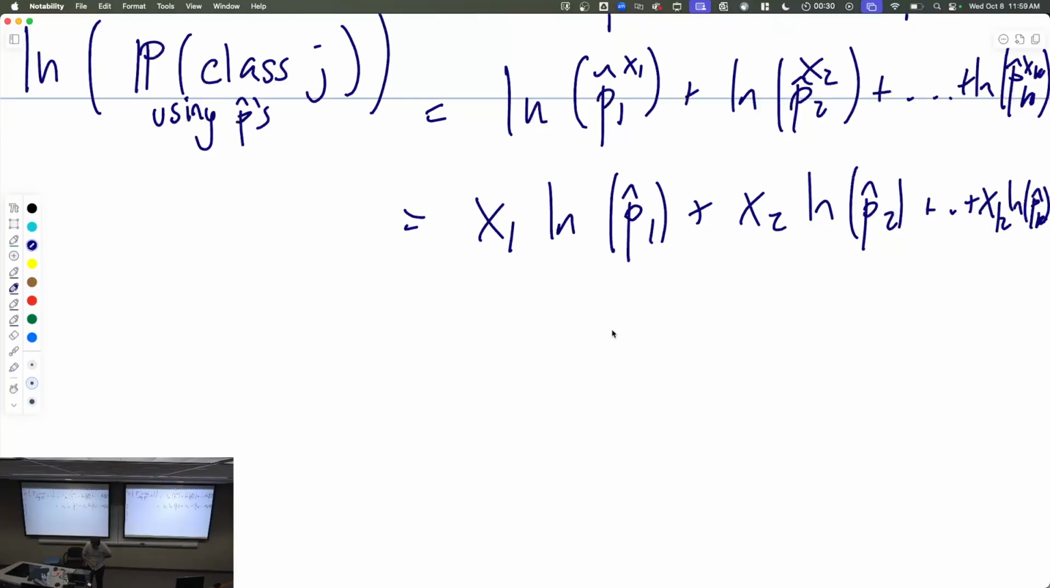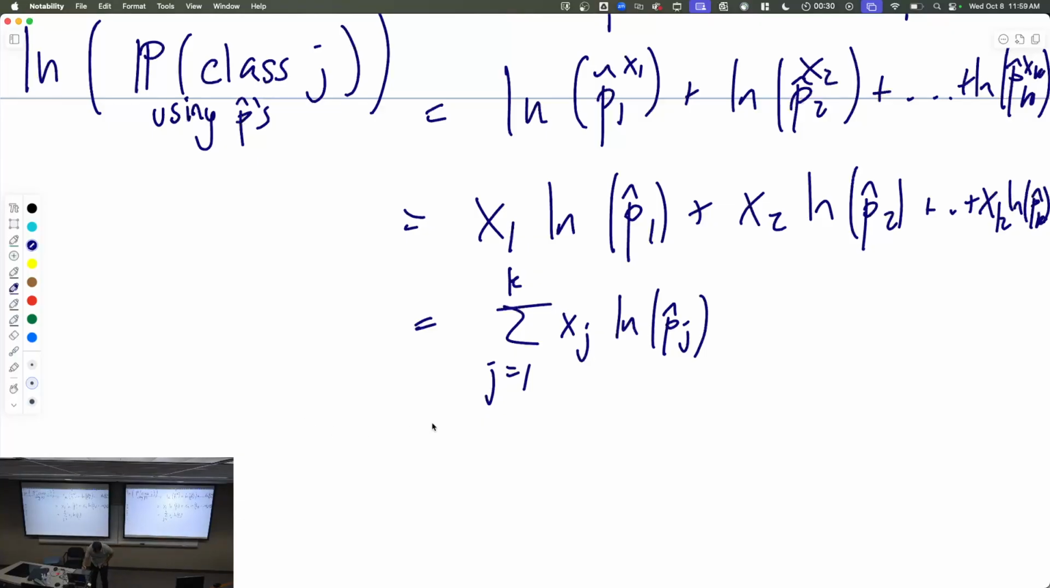So this is the log likelihood. And you can write this in the formula as a simple sum, j going from 1 to k, of xj times the log of p hat j, which is the formula that we had before, except the xj's are either 1 or 0. This is for one particular example.